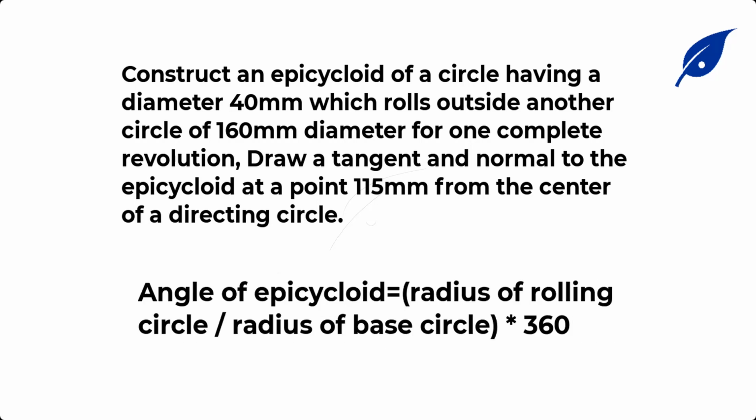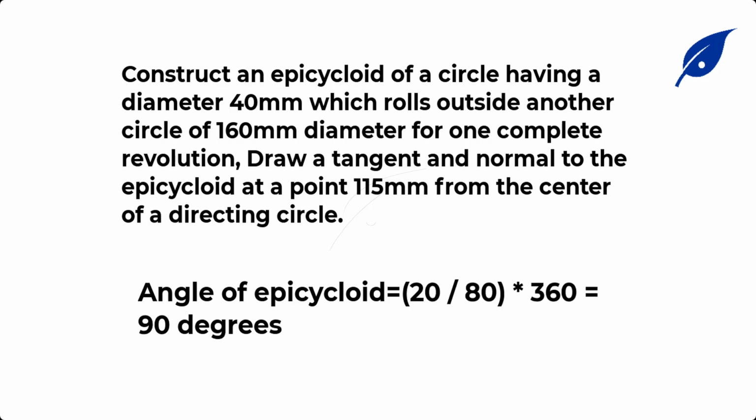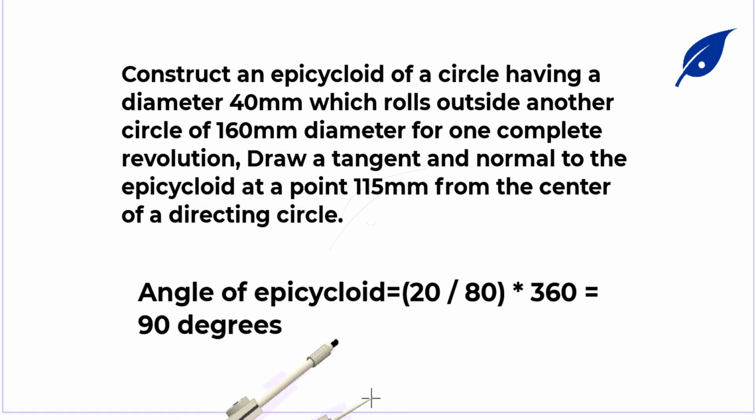The other thing we need to consider is the angle through which the rolling circle moves. To calculate it, we take the radius of the rolling circle divided by the radius of the base circle, times 360 degrees, which will give us the angle through which the rolling circle rolls along the base circle. After calculating this, it will help us determine the points we are going to mark on the rolling circle once we are given the base circle.